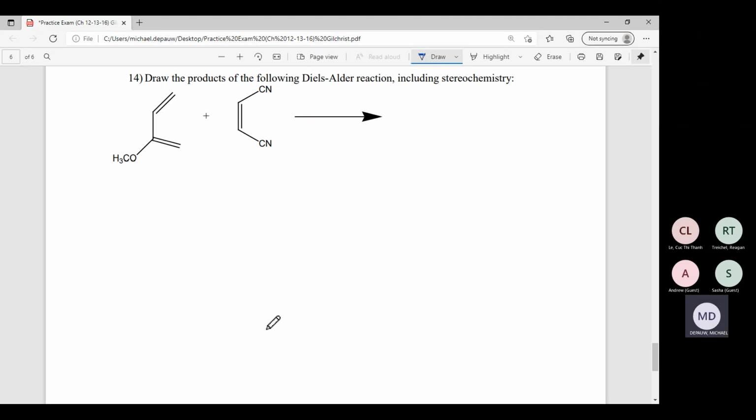I'll scan the answer key that I made here of the last problem, and you can check it out. I'll send it out to you along with the video of this recording.